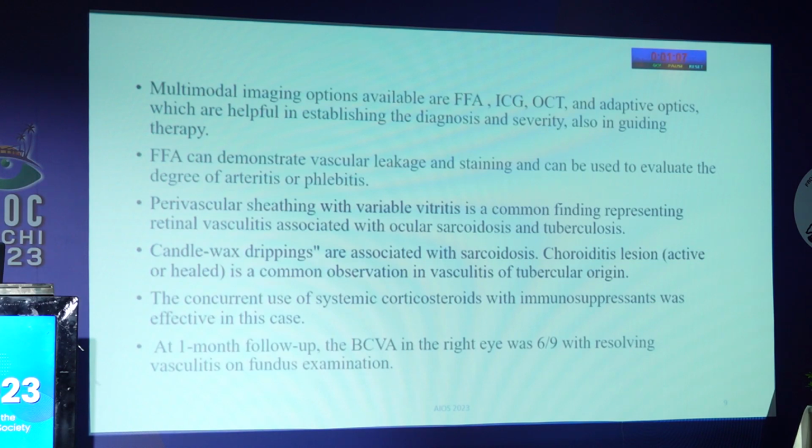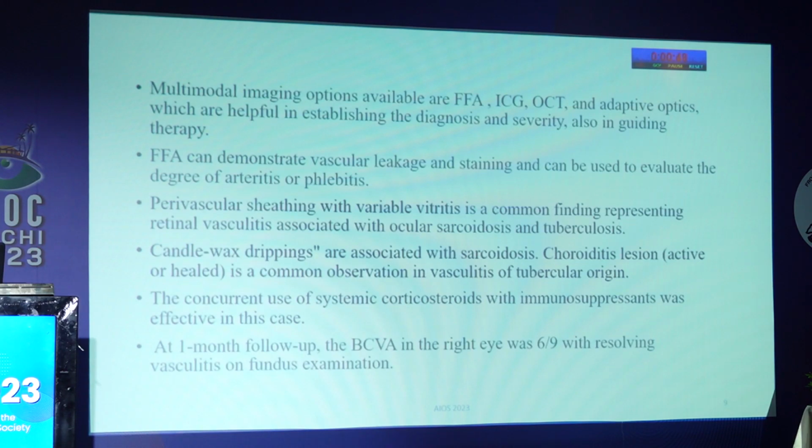Perivascular sheathing with variable vitritis is a common finding both in sarcoidosis and tuberculosis. Candle wax drippings are associated with sarcoidosis. Choroiditis lesions, both active or healed, are a common observation in TB vasculitis. The concurrent use of systemic corticosteroids and immunosuppressants was effective in this case.